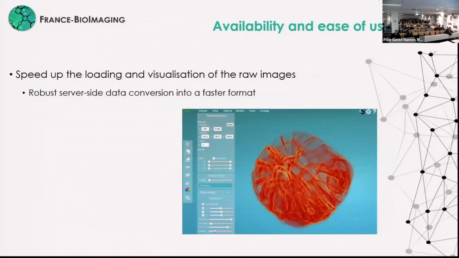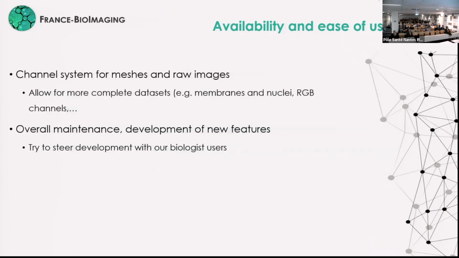And also I did something such as speeding up the loading and visualization of raw images using a server-side conversion, then again to be able to have a smoother, faster experience and make the Morphonet more available. Also, I worked on a channel system for meshes and raw images, so you can view more data and have more complete data sets. For instance, you could have meshes of membranes of cells and nuclei, and different red, green, blue channels for your raw images.